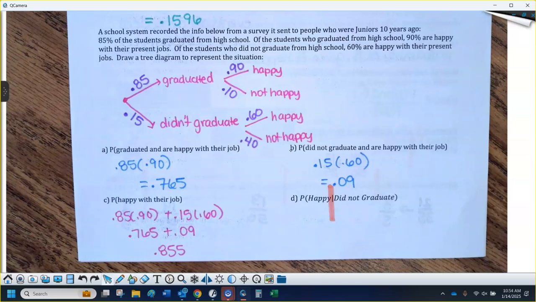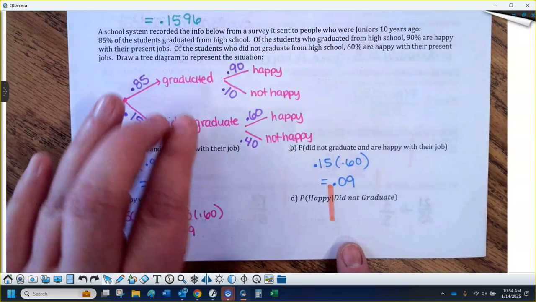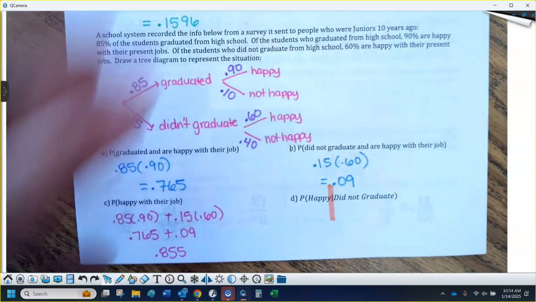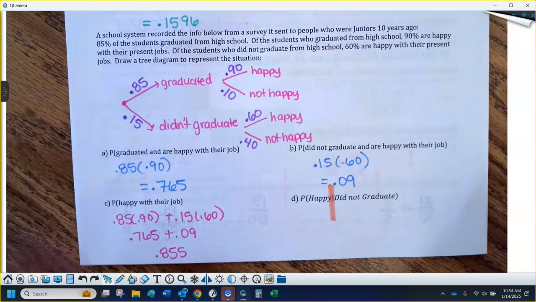It's the 0.6, right? All you got to do, you know they didn't graduate, so you're not even going to look at this part of the tree. Probability they're happy is 60%. So 0.6 or 60%. All right.